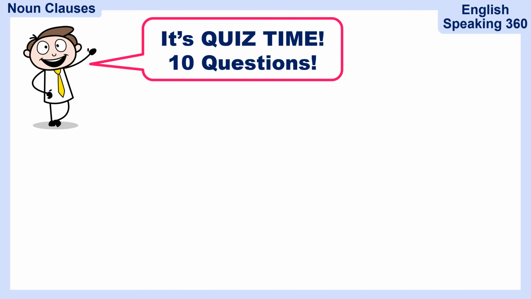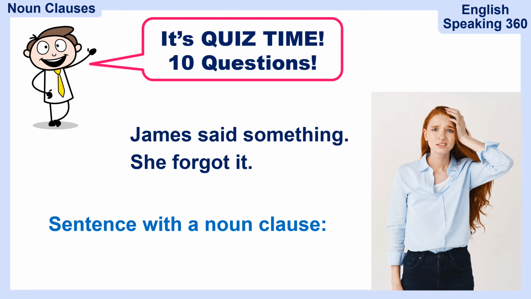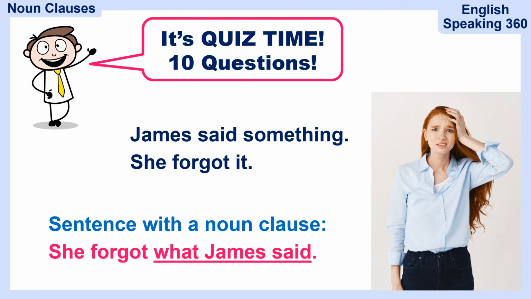It's quiz time! 10 questions! It's time to test your knowledge. Now here's what I'm going to do. I'm going to give you 2 or 3 different sentences and you have to join them with a noun clause, okay? Here's the first one. James said something. She forgot it. She forgot that something. So what would you say? Make a sentence with a noun clause. You would say, she forgot what James said.